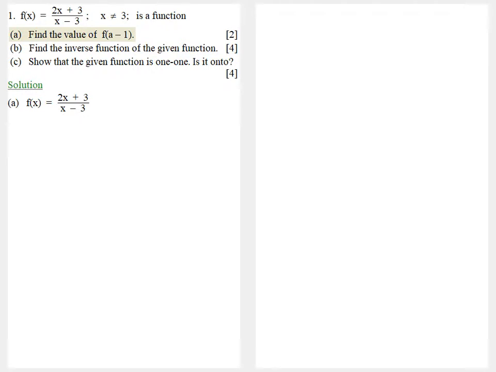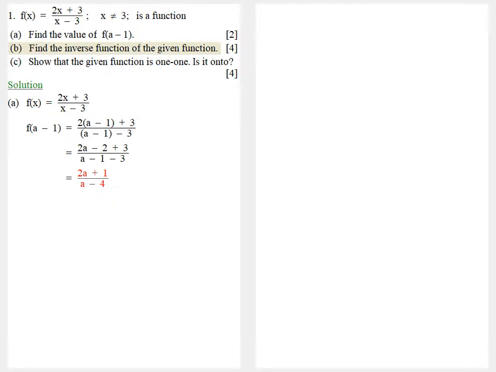To do this we start with the function f of x, which is 2x plus 3 over x minus 3, and instead of x we substitute a minus 1. Now that gives us 2 into a minus 1 plus 3 over a minus 1 minus 3, which in turn simplifies to 2a minus 2 plus 3 over a minus 1 minus 3. So we get f of a minus 1 is equal to 2a plus 1 over a minus 4.